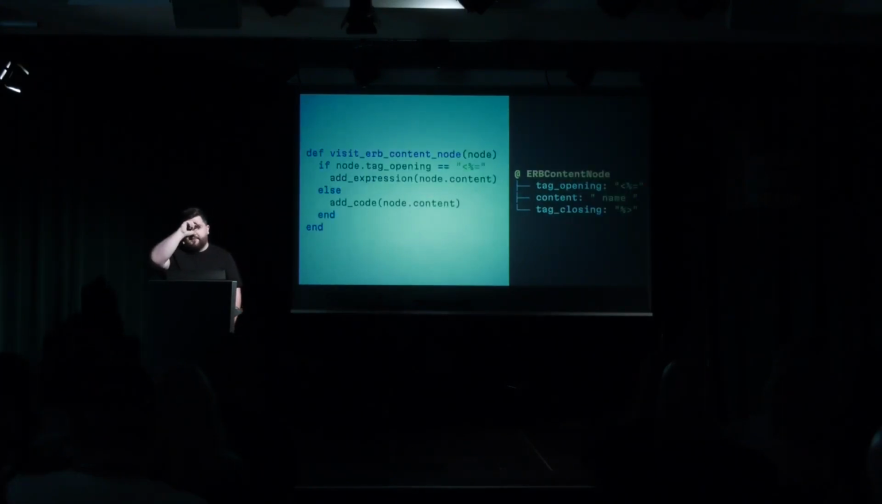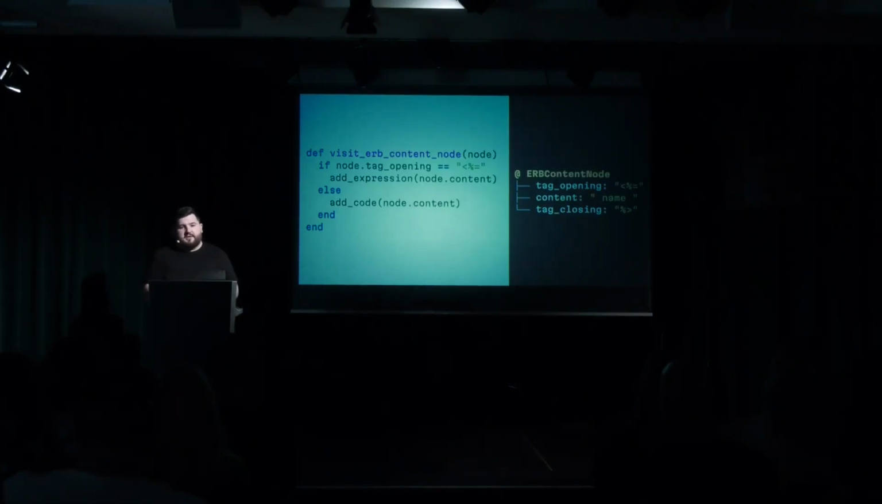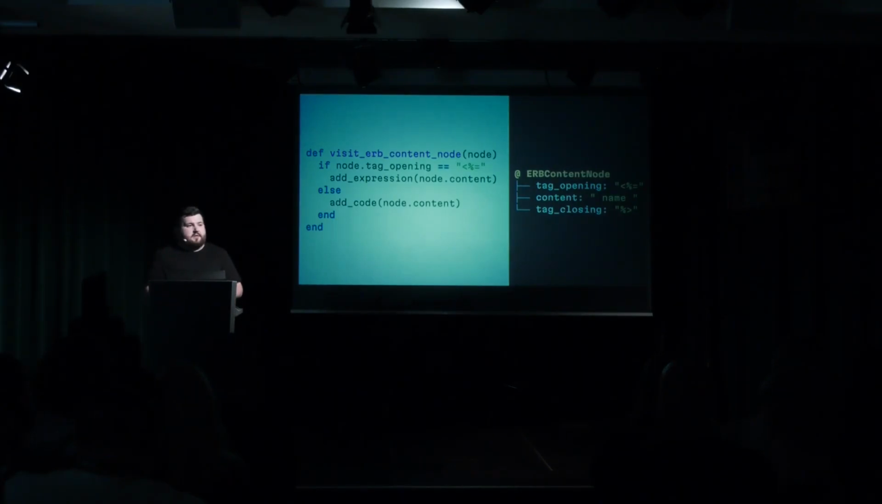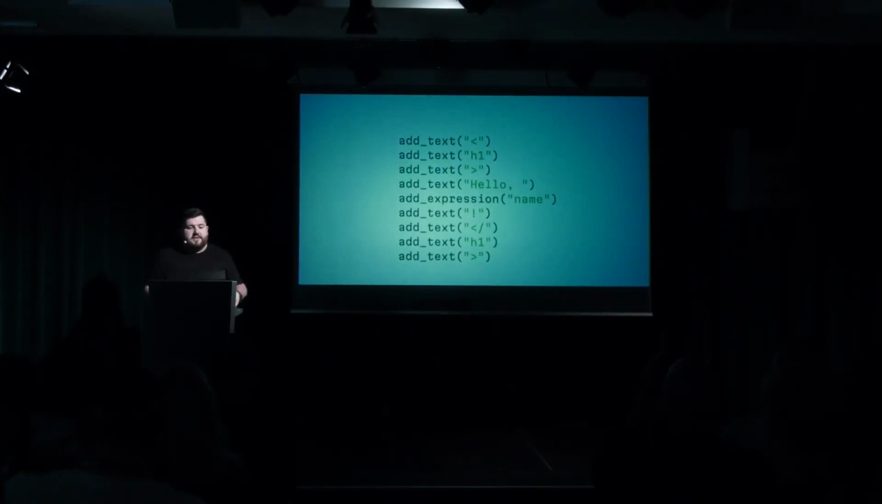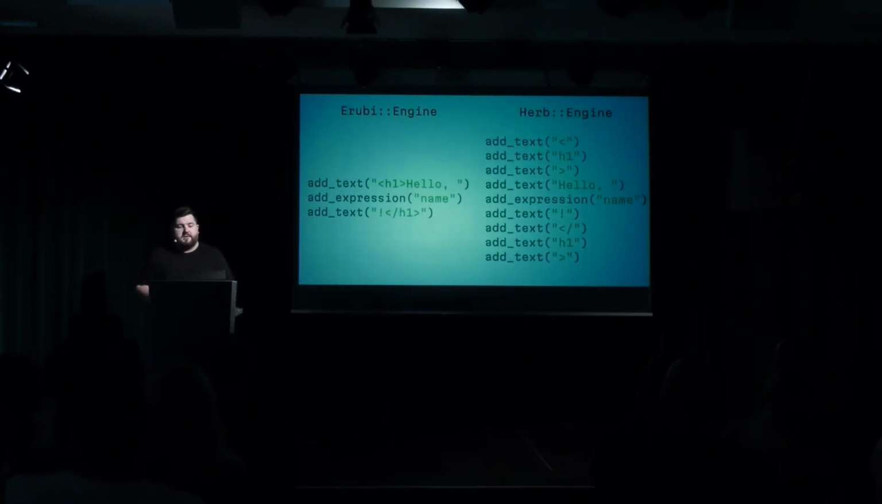And more interestingly, for the ERB nodes, we can check what the opening tag is, if we are outputting or not. Depending on whether we are outputting, we call add expression, which is just adding the expression to the output, or otherwise call add code, which is for things like if statements that don't need to put output to the buffer. If you go through this whole template and walk all these instructions, you get this list of instructions. And if you compare this back to the eRuby engine, you can see there's a lot more we are doing now, so there are a lot more instructions that we have to process.